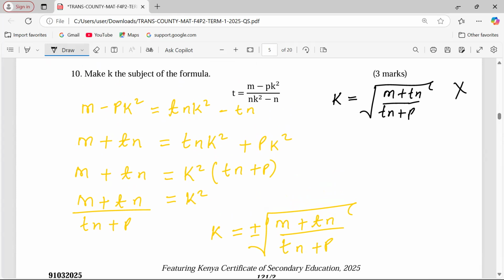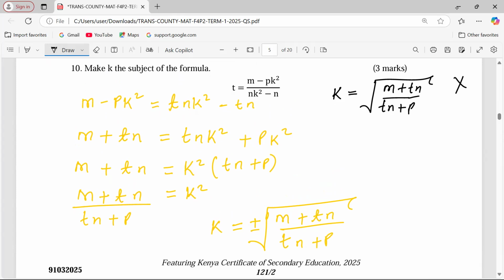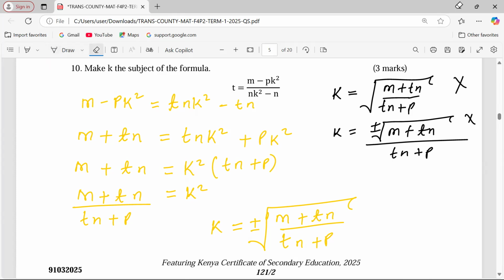I want to be showing you the wrong expressions of K. K equals, you write the square root very well, you actually include plus or minus, but you're having M plus TN out of TN plus P. This is wrong because your square root is covering the upper part only. You'll put it this way and you think it's this way. Now, this is very wrong.